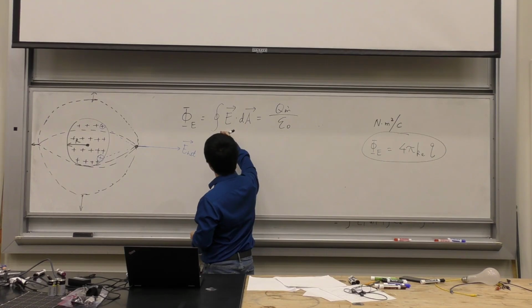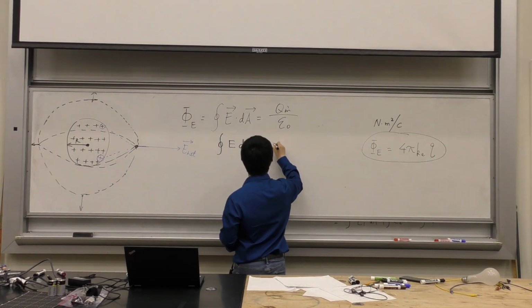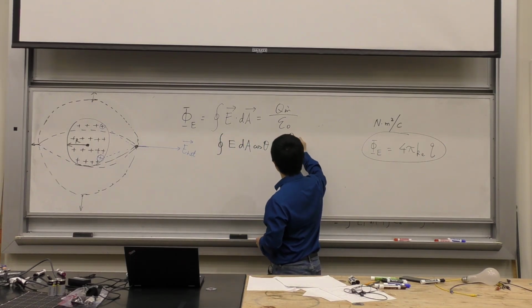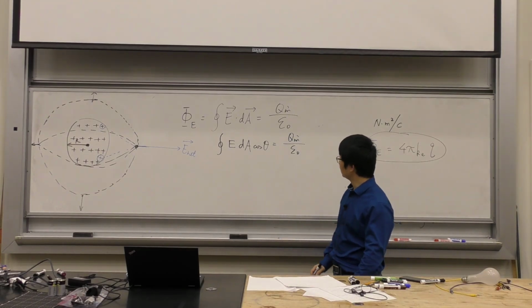Now let's see. Now I'm going to apply Gauss's law. So on the left-hand side, I would have E dA cosine theta, right? On the right-hand side is going to be Q in over epsilon naught. Now I'm going to work on the left and right-hand side, okay?